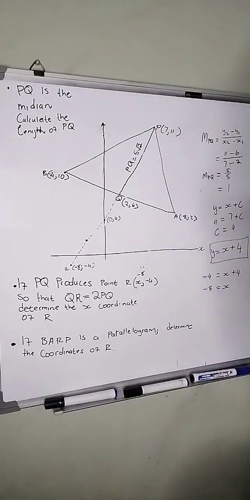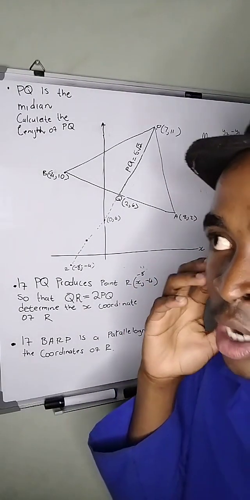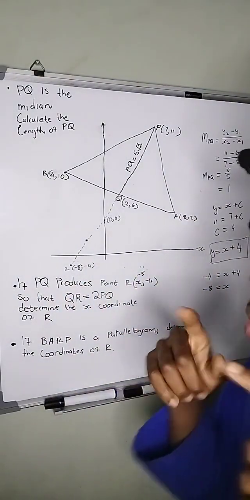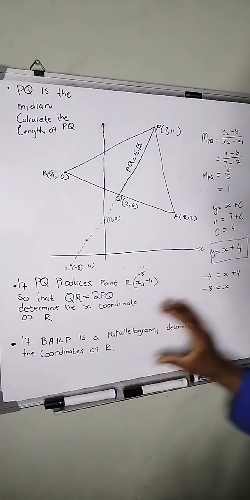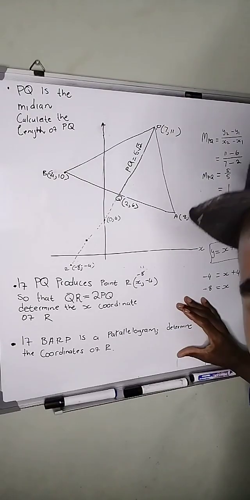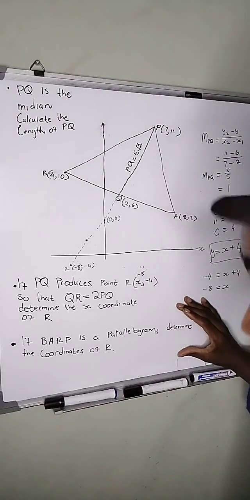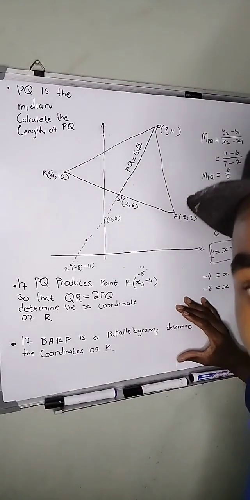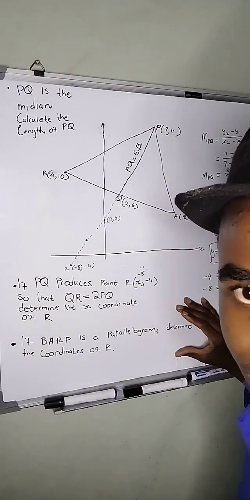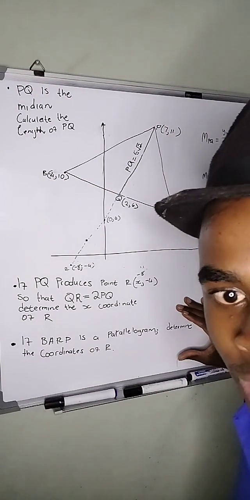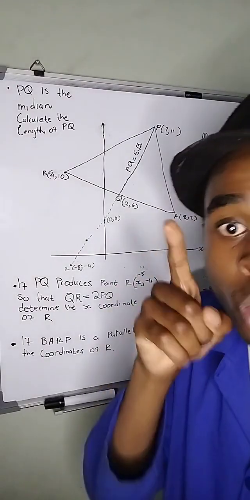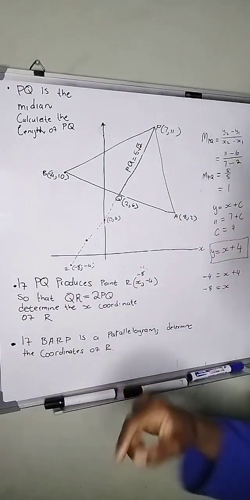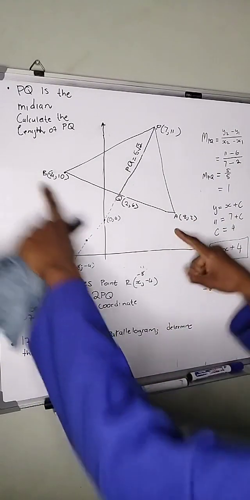It does make sense. They are trying to see whether you can play around with the mathematics. This is maths, guys. So in this case, where is my R? In which quadrant will my R be? Yes, it's going to be in quadrant 1. Because of BARP.